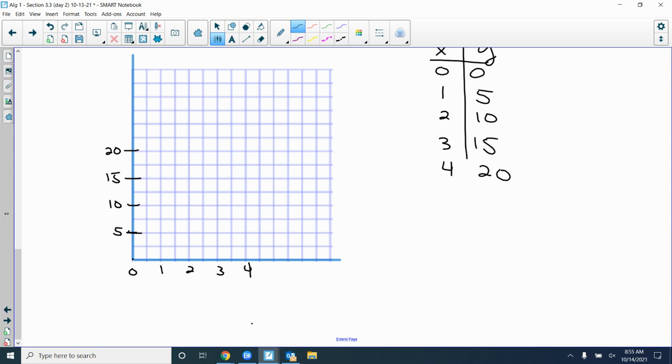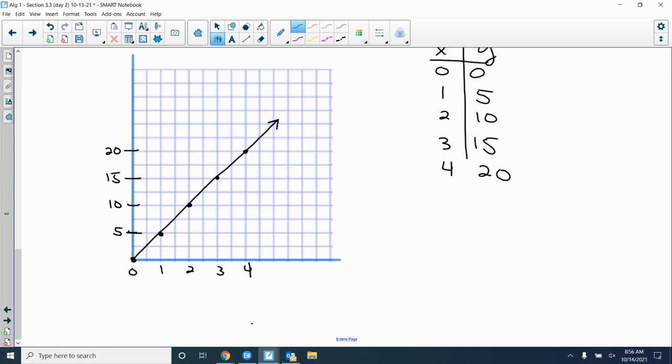Plot those points. You still need to plot the points. 1, 5, 2, 10, 3, 15, 4, 20. And since it is continuous, you connect it. You do need to put an arrow because we can run more than 4 hours. I can't run anything below 0 hours, so I don't need to put an arrow there. But that's going to keep going. So we're going to plot those and draw that line through there.